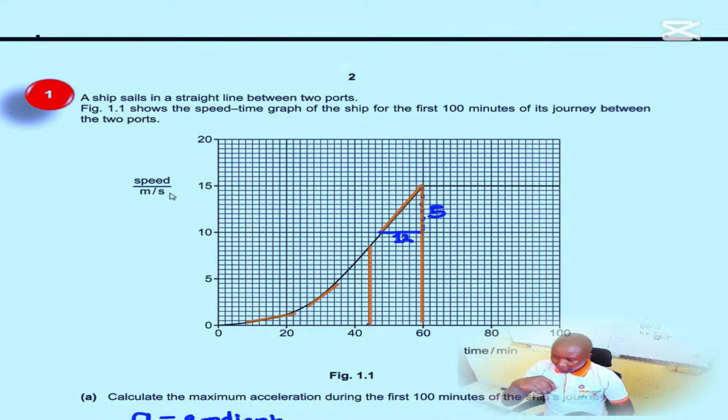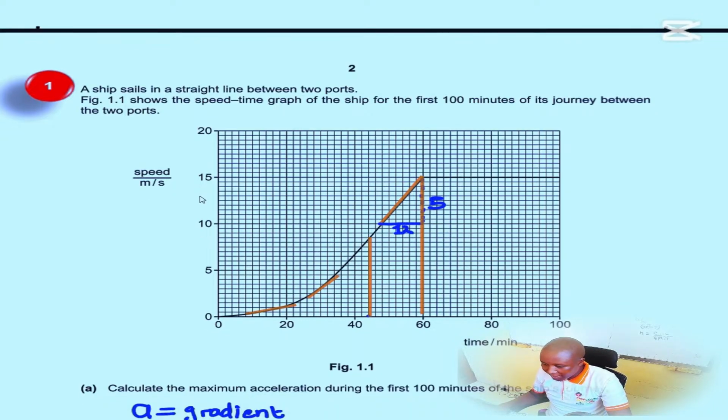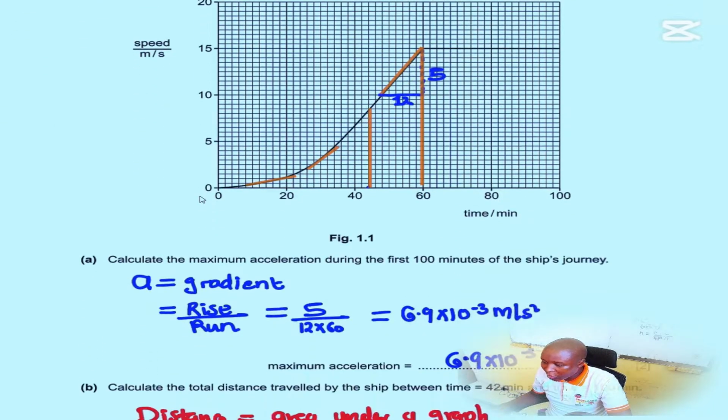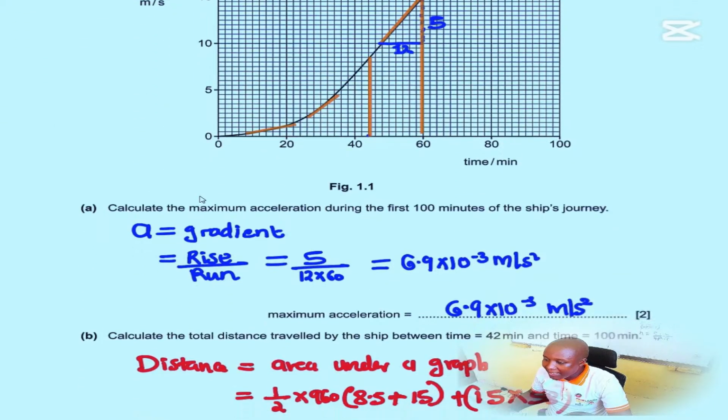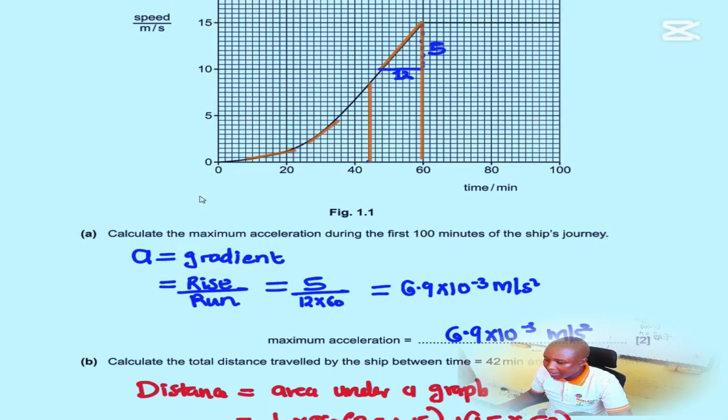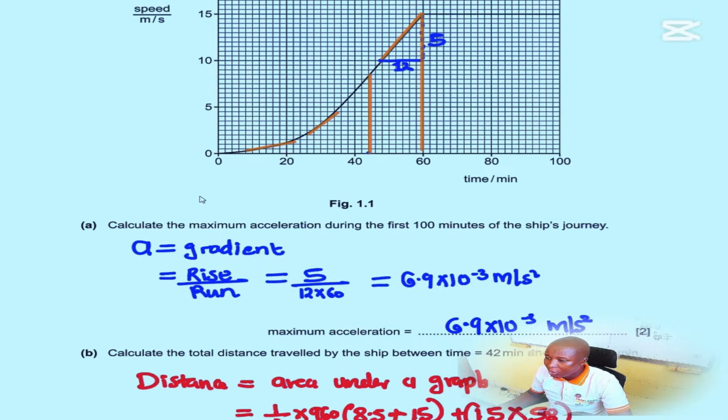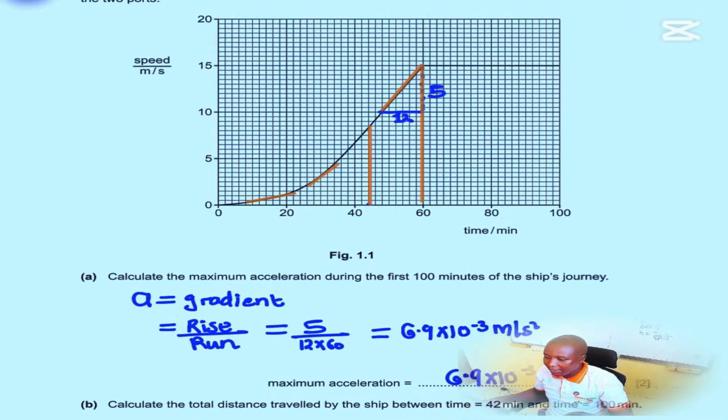Now, looking at this question here, we are told that a ship sails in a straight line between two ports, and then we are supposed to determine the maximum acceleration during the 100 minutes of the ship journey, right? So if you look at the gradient of each of the lines, if I draw a tangent at this point, we're going to have a slanting line.